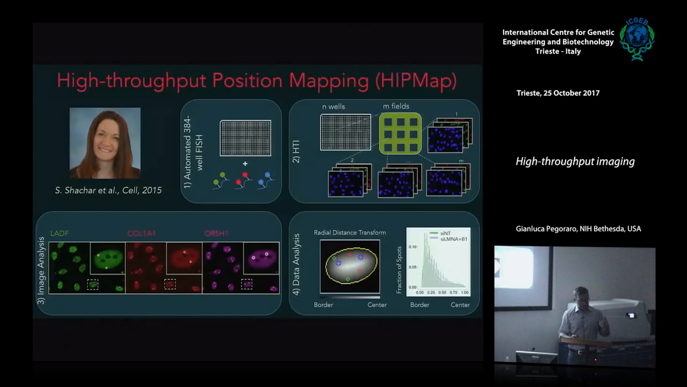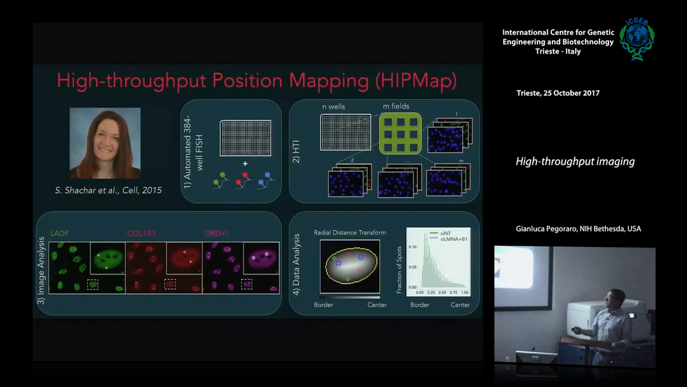The fact that DNA FISH is a low-throughput technique actually changed a few years ago, thanks to the incredible work of Sigal Shachar, a postdoc in the Misteli lab at NCI, who managed to miniaturize DNA FISH assays in a 384-well plate. What she did was couple DNA FISH to high-throughput imaging and to the automated detection of these DNA FISH spots in the nucleus, for the automated identification and positioning of millions of these loci.